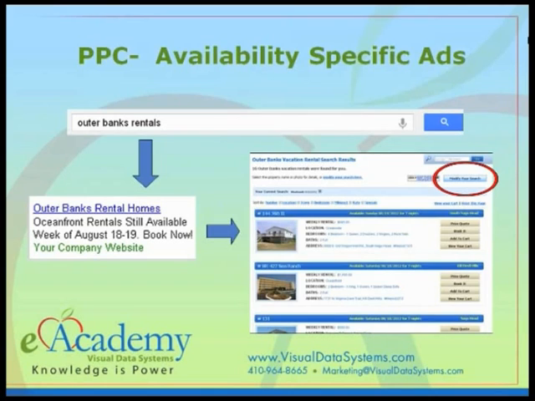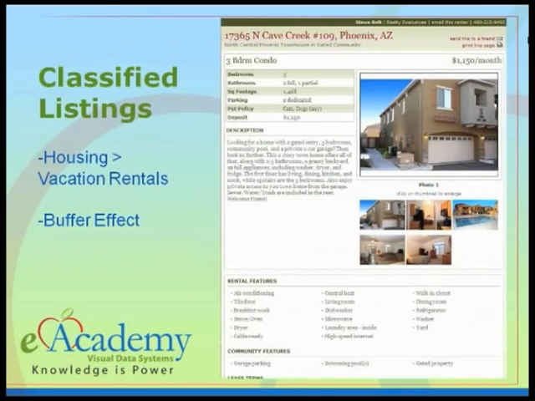The next thing we're going to talk about are our classified listing ads. The one you're probably most familiar with is Craigslist. Typically on any kind of classified listing sites, you'll see an area for housing and then for vacation rentals. So there's a specific area for vacation rentals on these different sites. Granted, it's a little bit more work to actually create these ads and put them up, but we tend to see a buffer effect with this type of advertising, meaning that you get a lot of traffic to the website and it actually buffers your other properties.